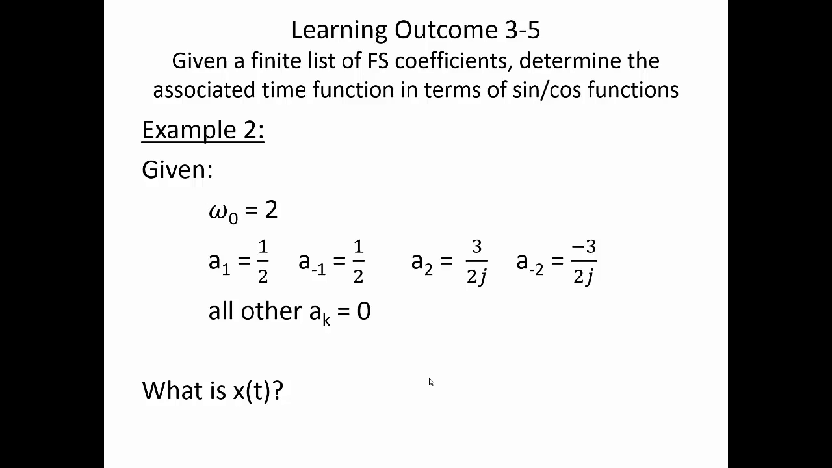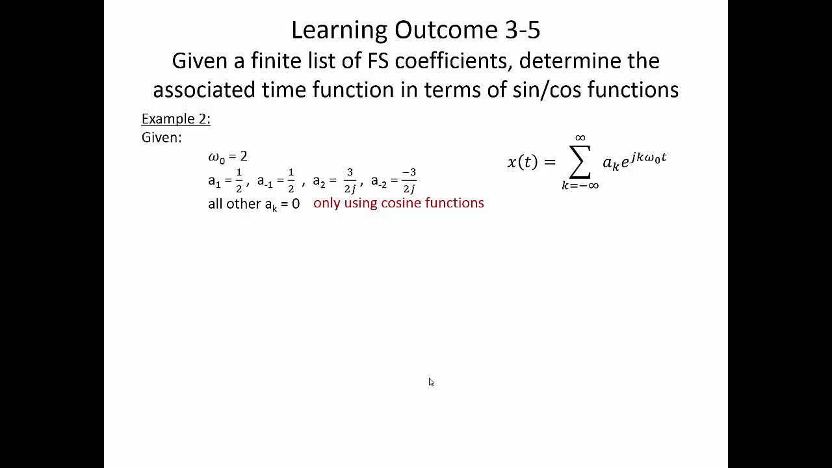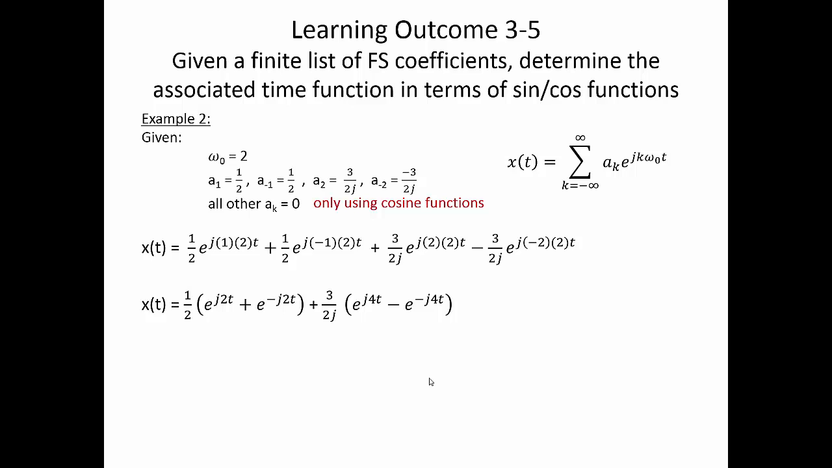Let's take another example. Same numbers as what we had before. We're going to still use the synthesis equation, but now I want you to solve the problem only using cosine functions. We approach it similar to how we did before. We write out our x of t using our synthesis equation. We group our terms. We see we have this minus sign. When we see a minus sign between pairs of terms, we know it's going to turn into a sine function.